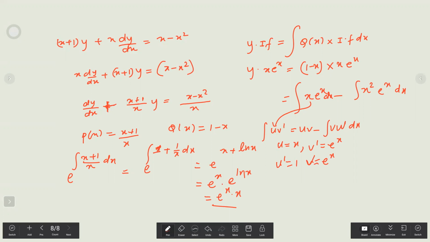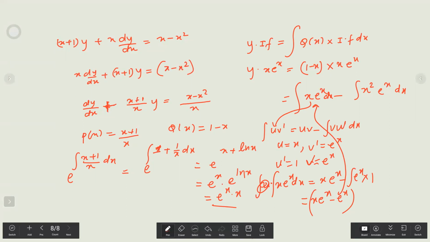So if you apply the formula, the integral of x e raised to x will be x times e raised to x minus the integral of e raised to x times 1, which is x e raised to x minus e raised to x. That's the integration of only this part.